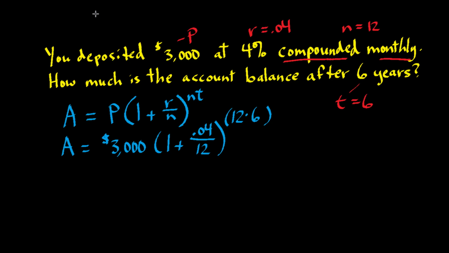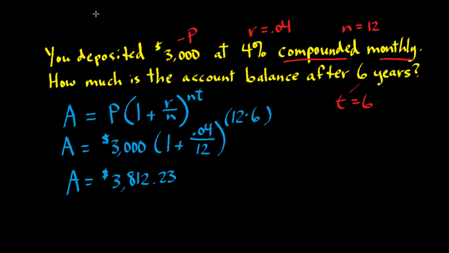Try putting this into a calculator and see what you come up with. The correct balance in the account should be $3,812.23 when we round it to the nearest hundredths.